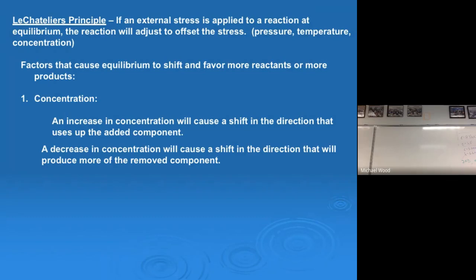Okay, so first factor is concentration. Factors that cause equilibrium to shift in favor of more reactants or products. The lab that we're going to do, if it all comes to plan and we don't have a snow day, we come back on the 22nd or something like that. You're actually going to make for me the rainbow with different colors. You're going to have three reactions, and you're going to be using LeChatelier to get the reactions to shift one way or another. But the first thing is concentration.